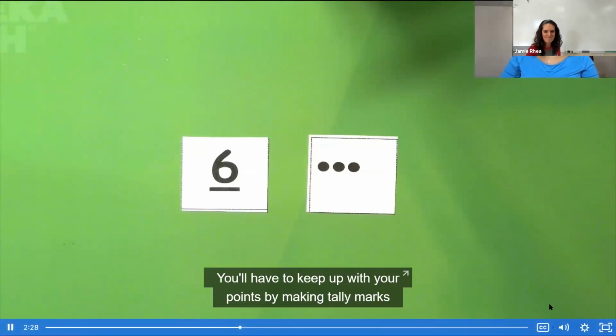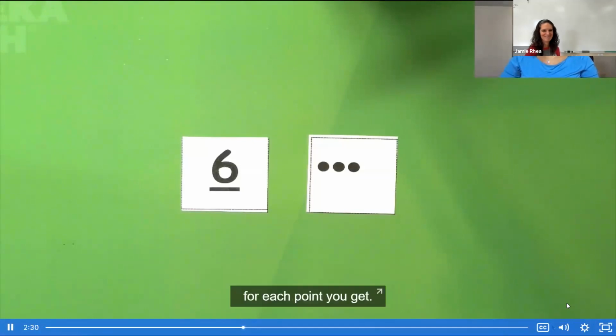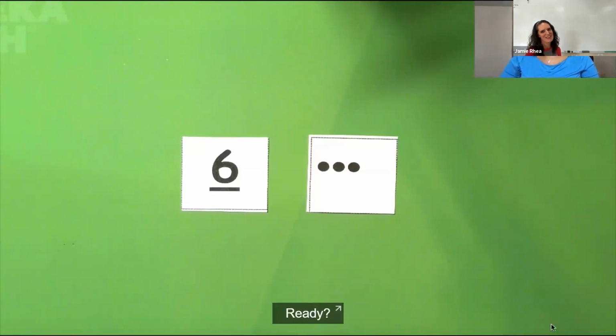You'll have to keep track by making tally marks for each point you can get. Boys and Girls Club, you can be dismissed. Ready? Sorry, guys.